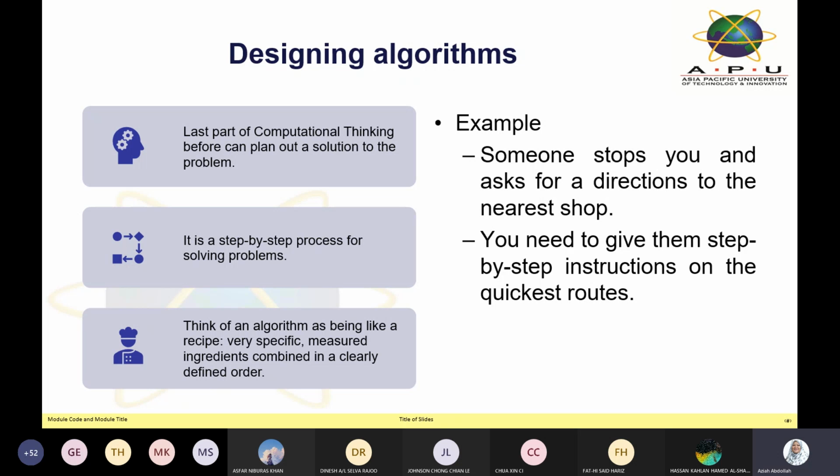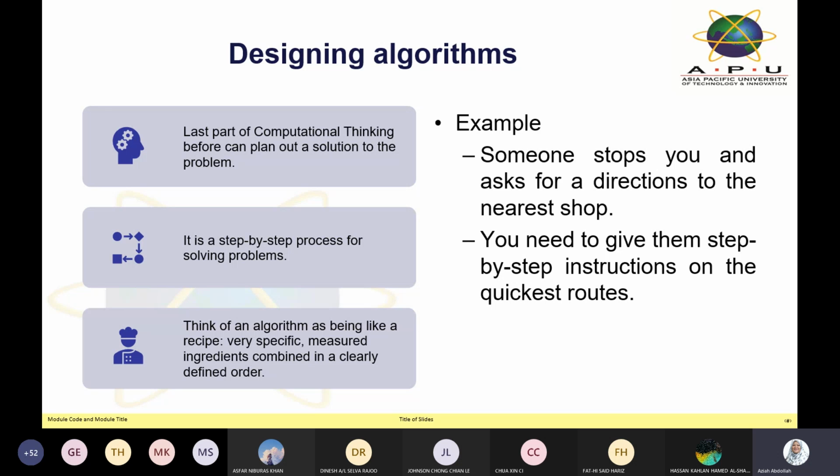So, an example of writing the algorithm. To write the algorithm, it's just like if someone stopped you and asked for a direction to the nearest shop. You need to give them step-by-step instructions on the quickest road. Like, you turn left, turn right, and then after a few steps, you will find the shop. Just like your Waze, just like your Google Maps.